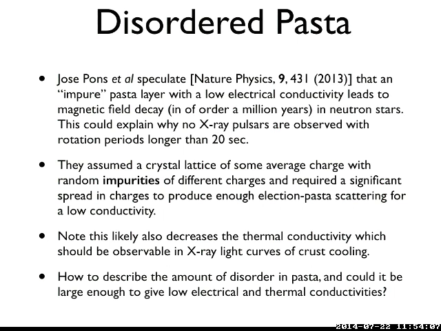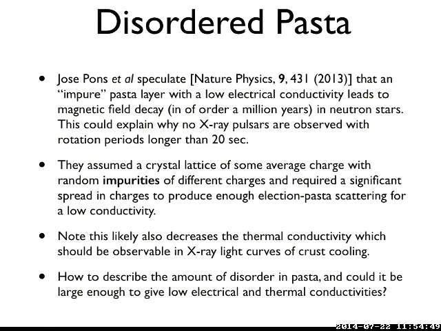So I'm just trying to understand what could possibly be meant by impure nuclear pasta. Could you have pasta which gives a low electrical conductivity? Okay, so these authors assumed basically a crystal lattice of some average charge, and then they have random impurities. They change the charges of different pieces of pasta at random to get disorder, to get the low electrical conductivity, the short electron mean free path.